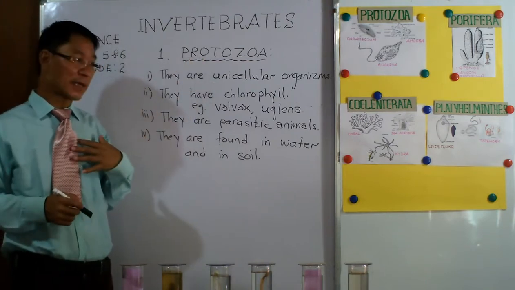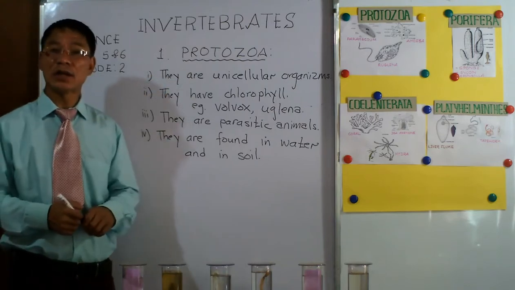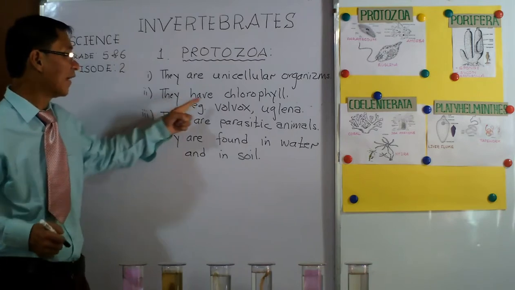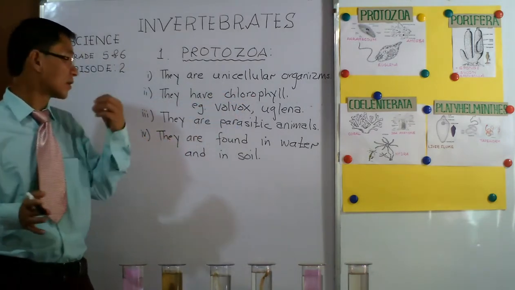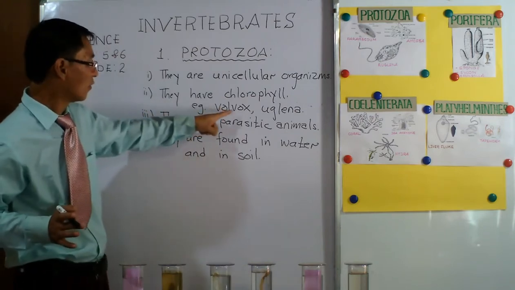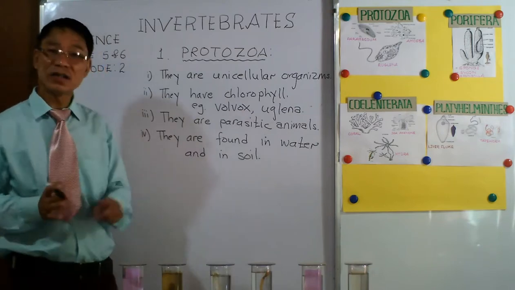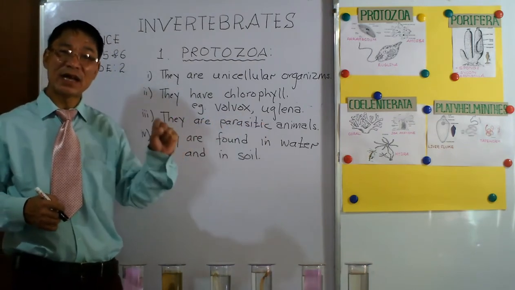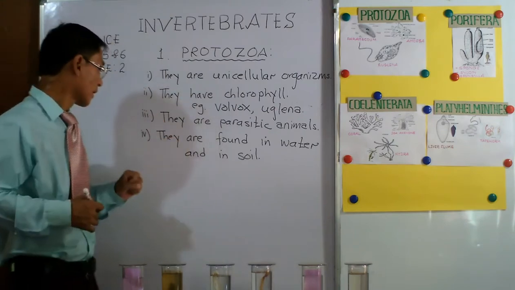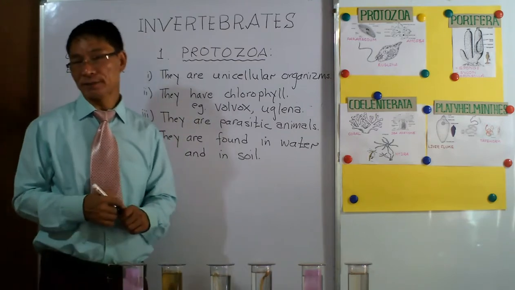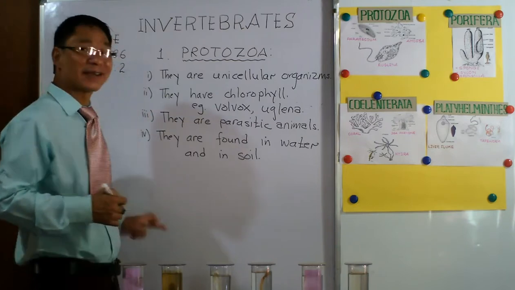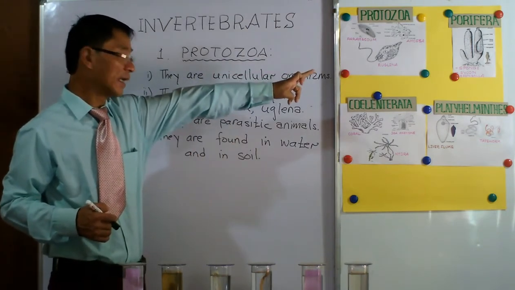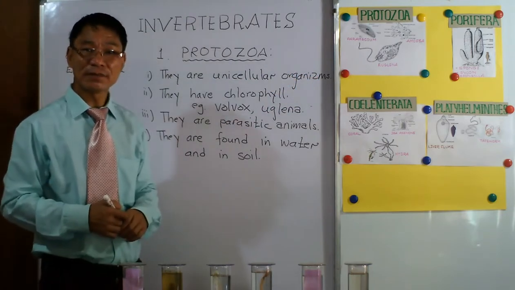So these are some of the characteristics of protozoa. Let me repeat once again. I've written here for you. They are unicellular organisms, means their body is made up of a single cell. Number 2, they have chlorophyll. Not all protozoans have chlorophyll, but some do, like volvox and euglena. Others do not have chlorophyll. In the same way, they are parasitic animals, means they live inside the body of the animals and suck the nutrients. Next, they are found in water and in soil. So these are the main 4 characteristics of protozoa, and some of the examples of protozoa I've written there: Paramecium, amoeba, euglena.